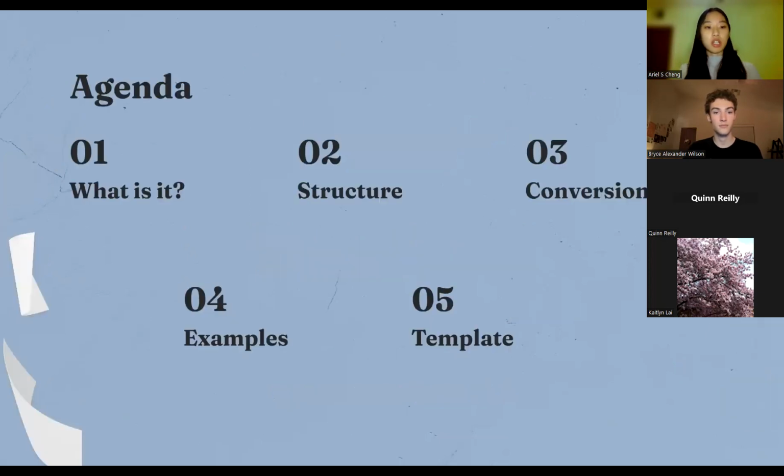So the overall agenda is to talk about what is an abstract, the overall structure of it, and how to use your abstract to convert it into a poster. And then we have some wonderful people giving us examples of their past posters and abstracts and how they implemented their abstract into a poster. And then I also have a template at the end that could be helpful for you to start your abstract.